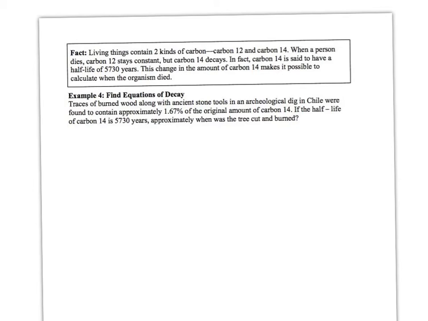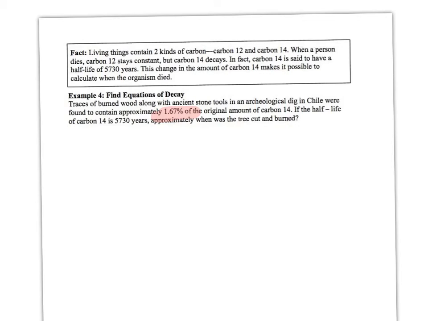But it's really easy to calculate how long ago an organism died, or how old it is, or how long it's been at a certain place. Okay? So we'll look at an example of that. It says, traces of burnt wood along an ancient stone tool in an archaeological dig in Chile were found to contain about, and this is an important piece of information, 1.67% of the original amount of carbon-14. If the half-life of carbon-14 is 5,730 years, approximately when was the tree cut and burned? So when did this tree die, essentially?